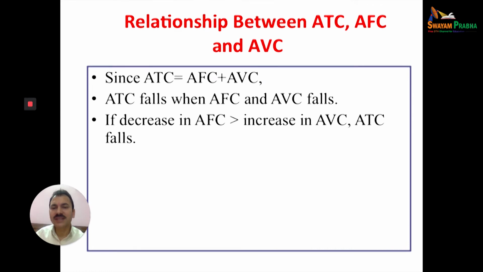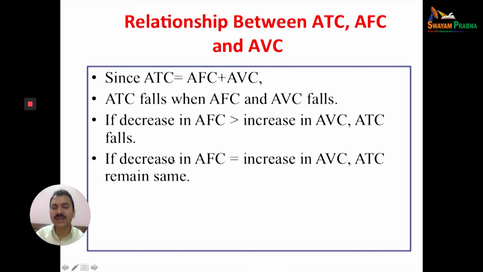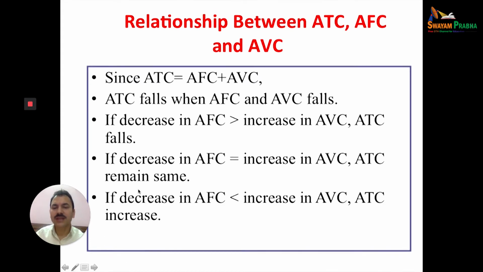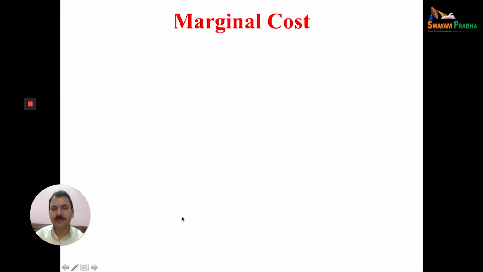If the decrease in average fixed cost is greater than the increase in average variable cost, ATC will fall. If the decrease in average fixed cost equals the increase in AVC, ATC remains constant. And if the decrease in average fixed cost is less than the increase in average variable cost, then average total cost starts increasing. Now, the next important concept is marginal cost.